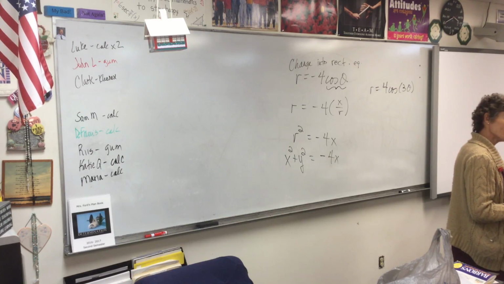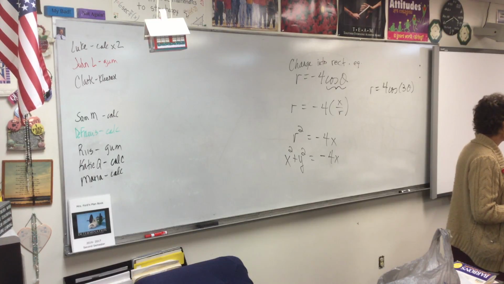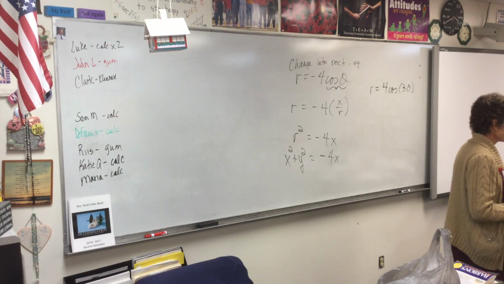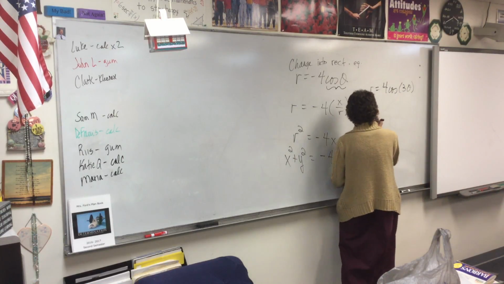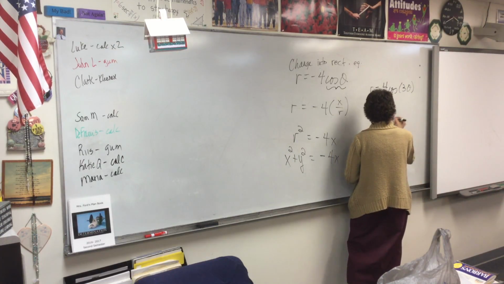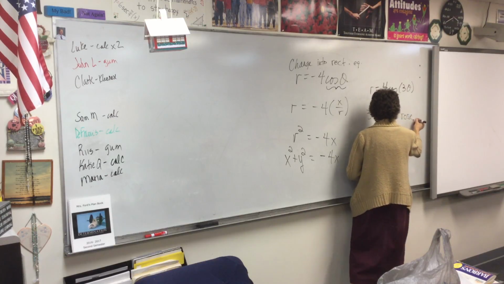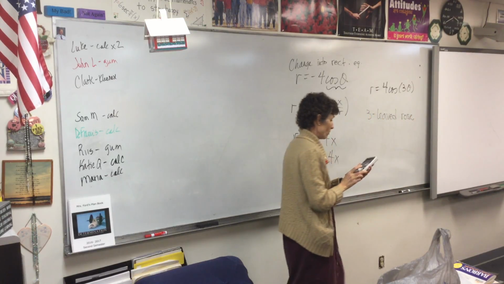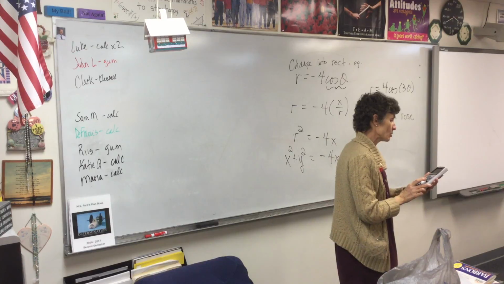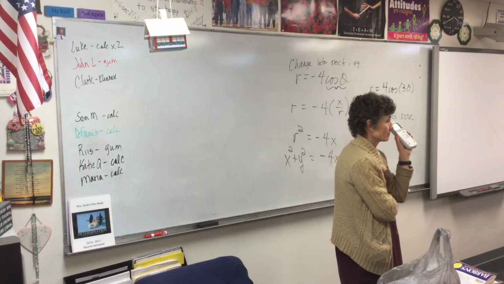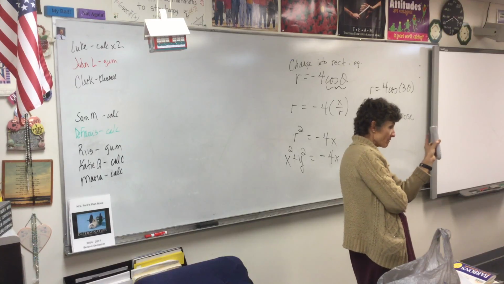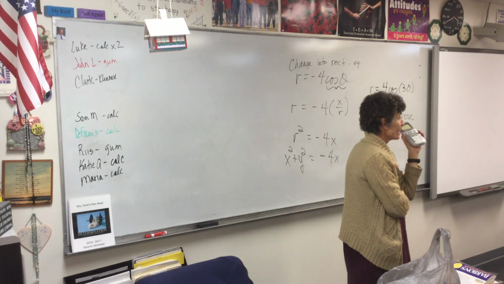Okay? This curve has a name. This is called a 3-leaved rose. Now, I don't think there's any question about why it's 3 leaves. Right? I mean, obviously there's 3 leaves on here. And it's called a rose.